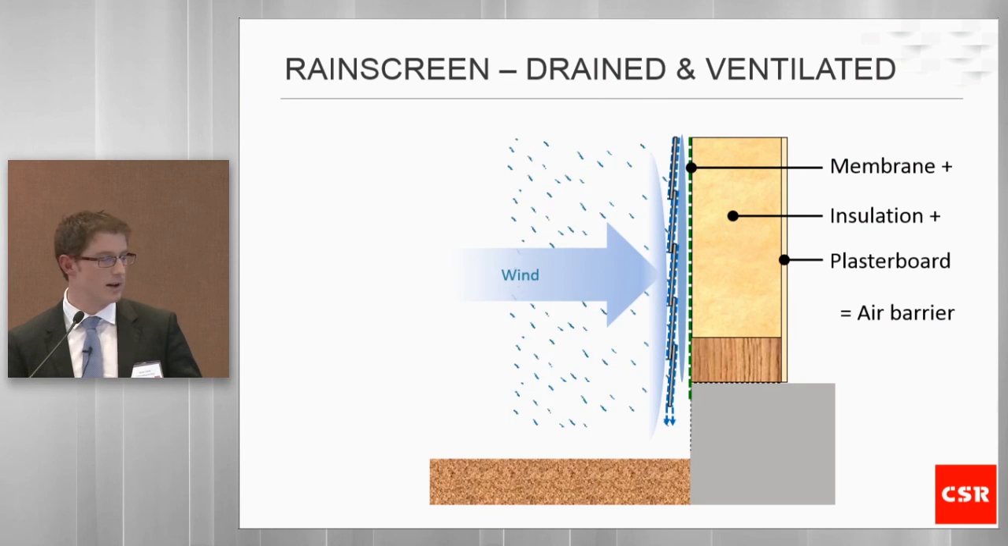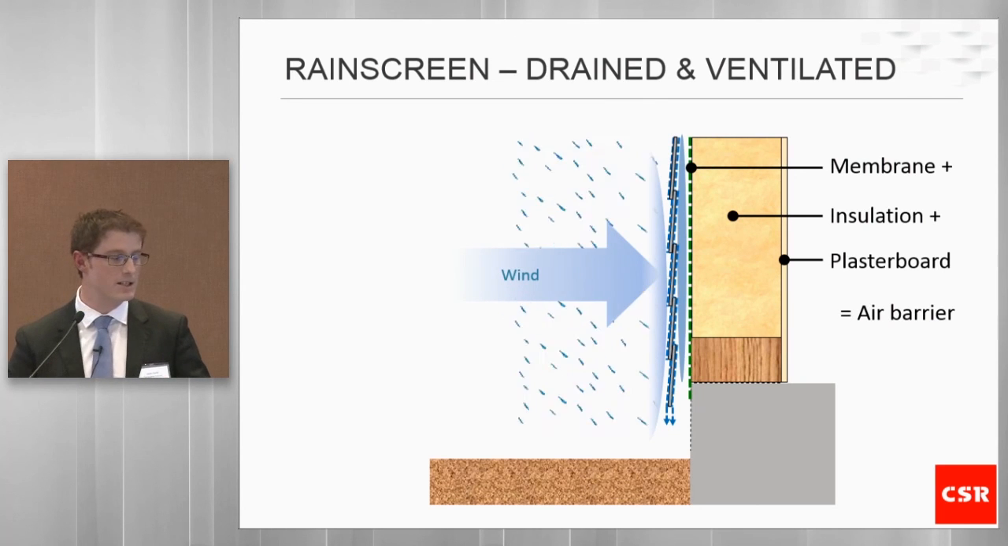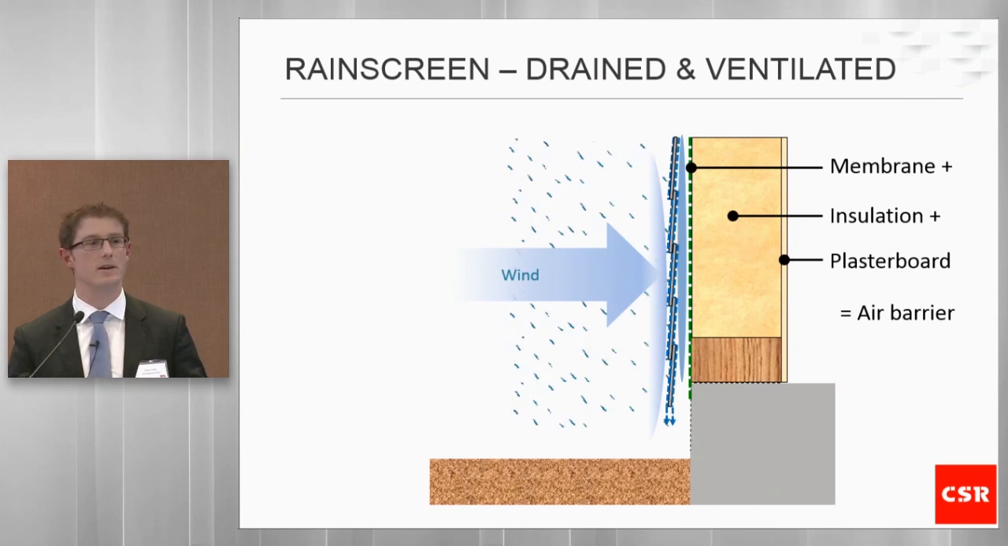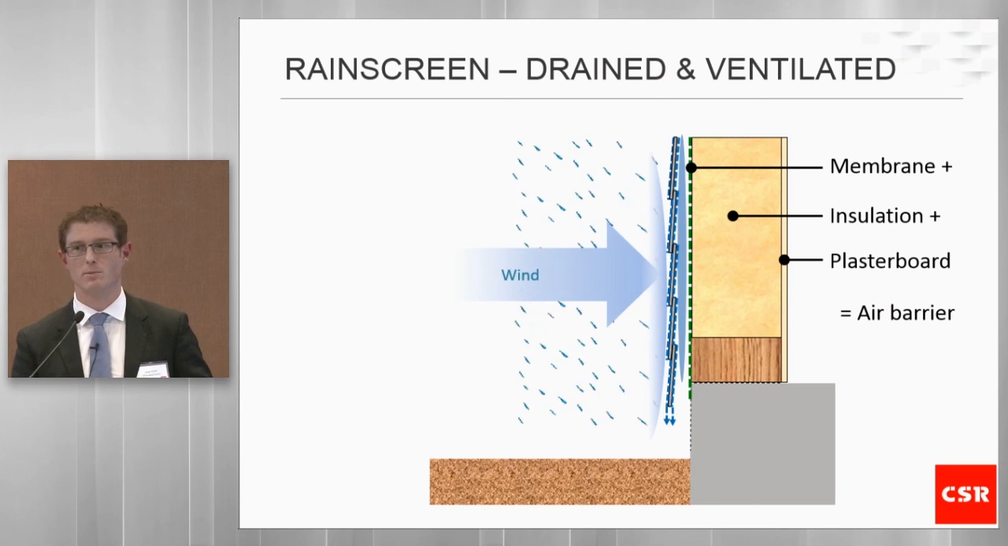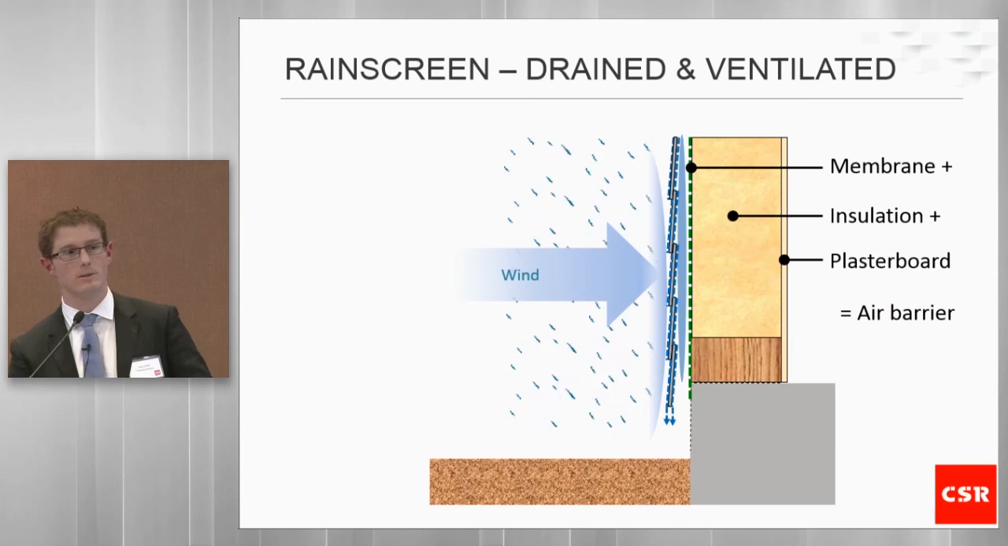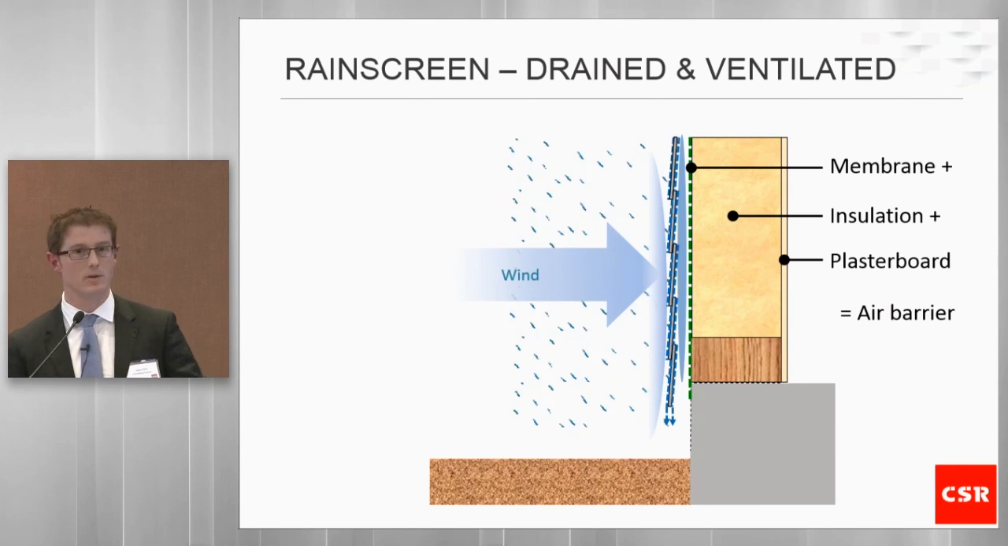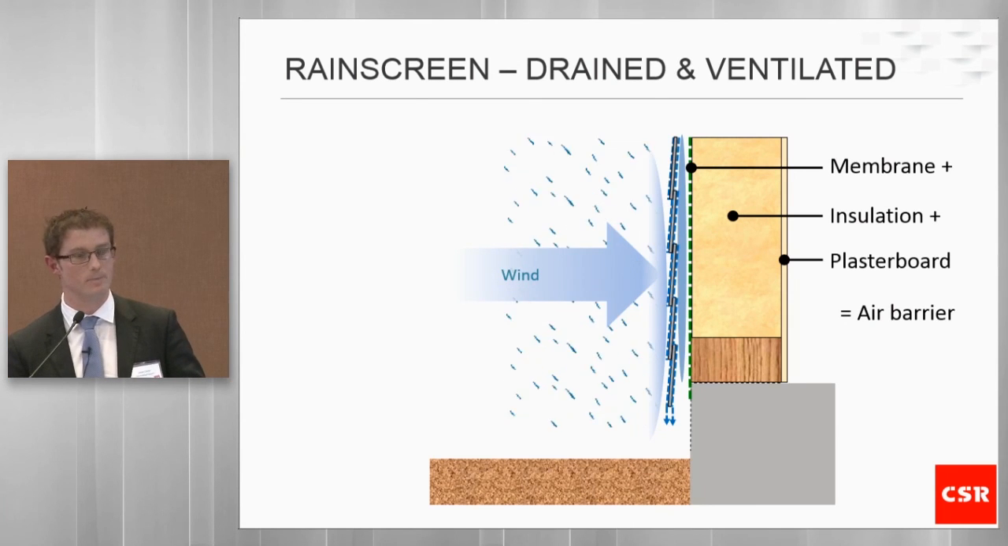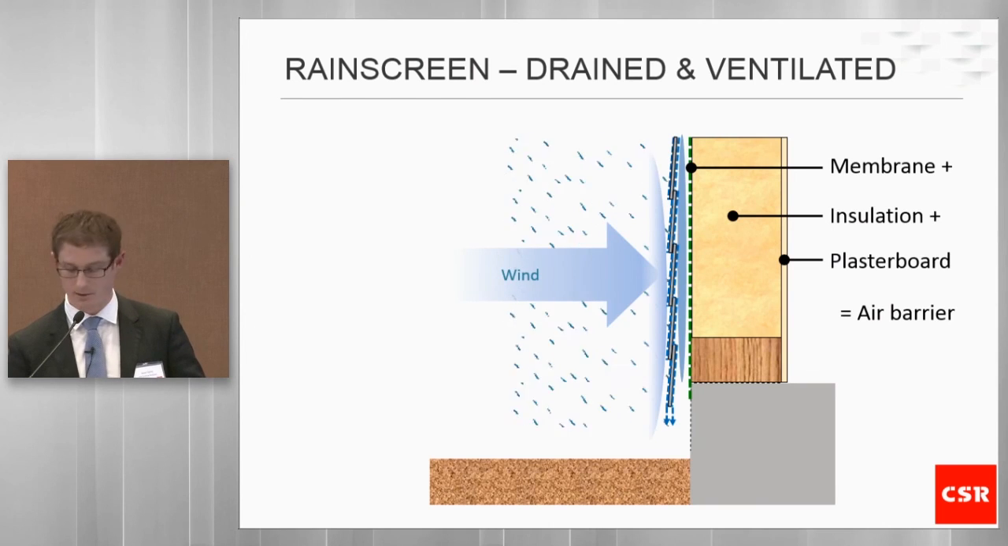This system does rely on the membrane, the insulation, the plasterboard, all working together to create as close as possible to a perfect air barrier. And that's why I'm saying air barrier membranes for a drained and ventilated system are important, and properly taping and sealing.